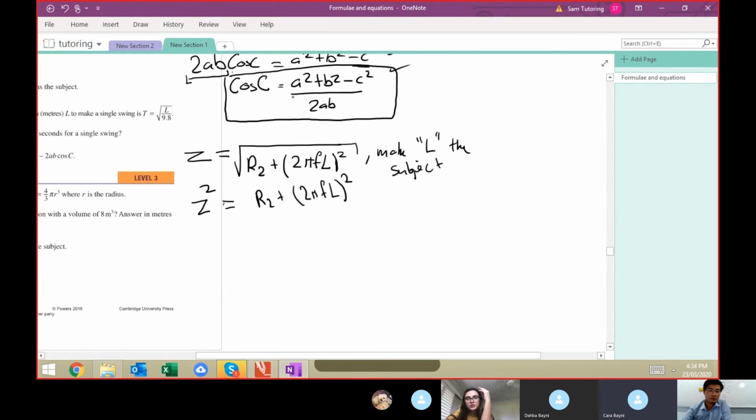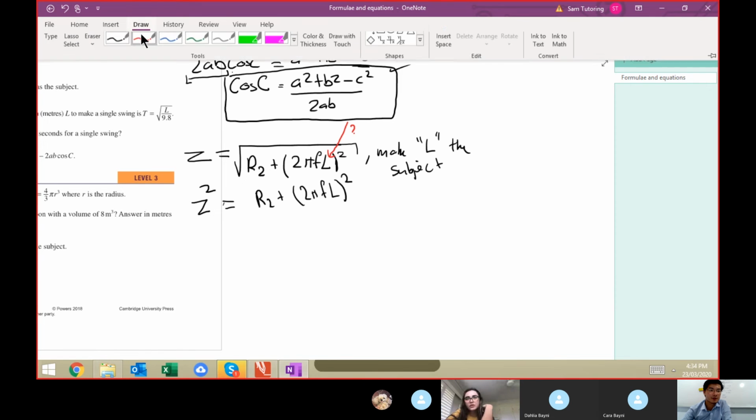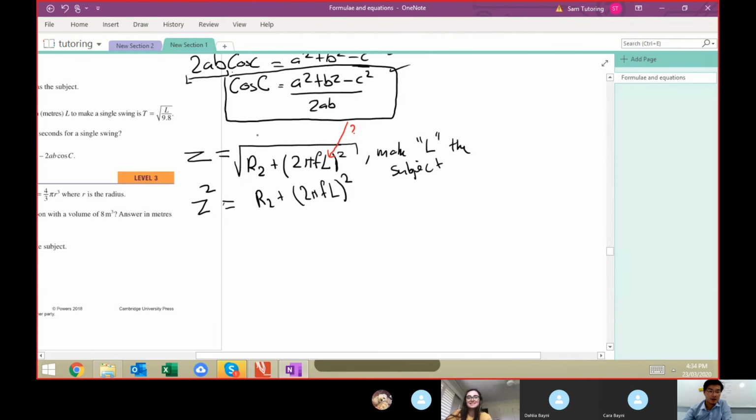Move the r2. Yep, that's correct. Let's get rid of the r squared. Oh, sorry, r2. Let's get rid of that. So you have z squared minus r2 is equal to (2πFL) all squared. Now keep in mind, L is trapped. Well, L and a whole bunch of other variables are trapped inside this squared. What's opposite of squared?